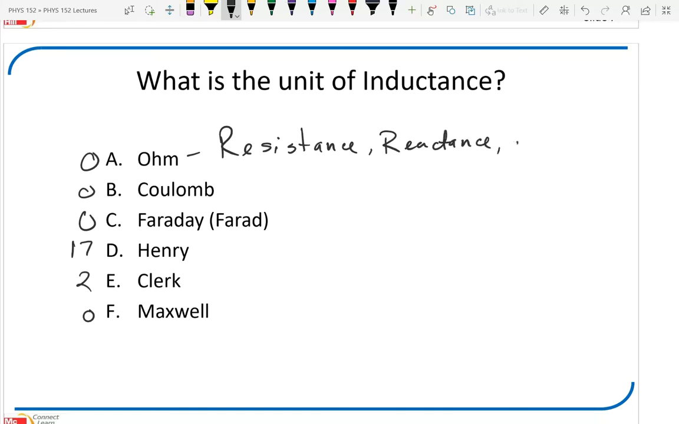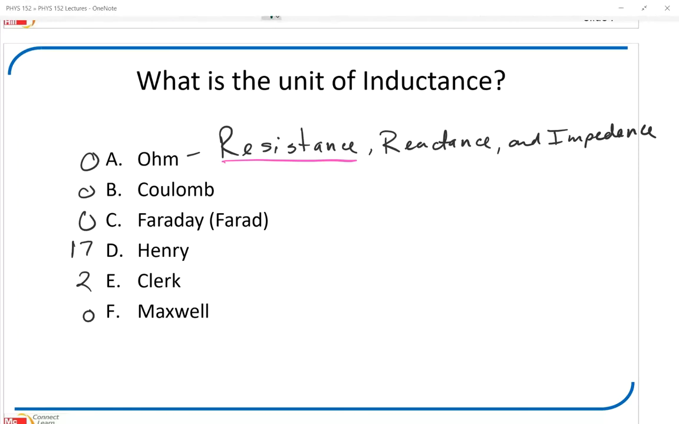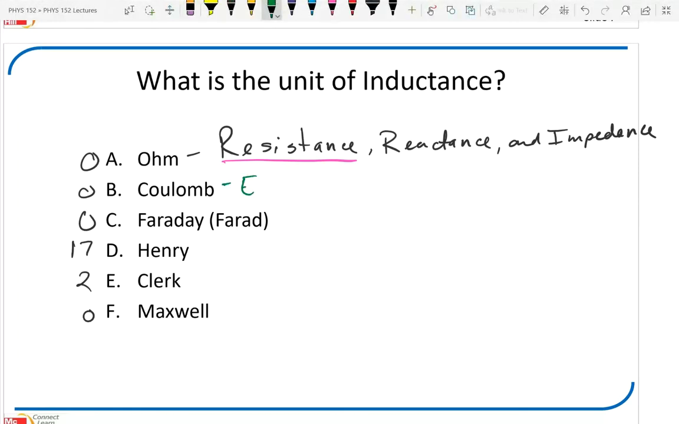Reactance and impedance. We've only studied resistance so far, but the ohm is also the unit of reactance and impedance. And we'll get to reactance real soon. Next one, the coulomb. What's that the unit of? Electric charge. The Faraday or farad, what's that the unit of? I heard somebody say capacitance. Capacitance is in farads. Then we get to the Henry, and that is indeed inductance.